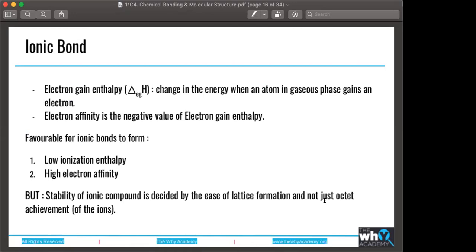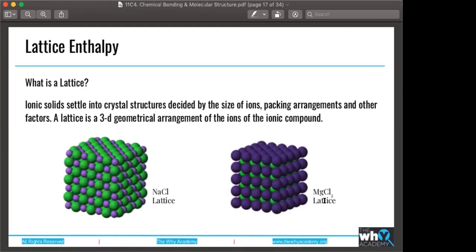So lattice basically relates to the packing of the particles. In the case of ionic compounds, it's how the ions are packed, oppositely charged particles. But you also find lattice in the case of crystals and metals and any solid. As long as there's a solid structure, it means there is a lattice involved.